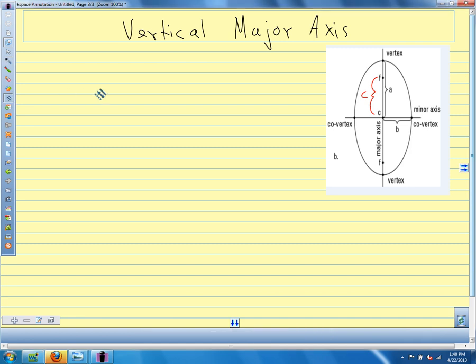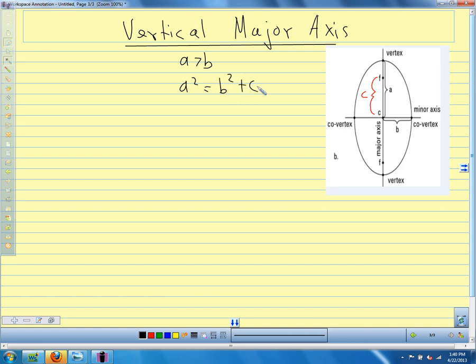We're still saying here that a is our biggest number. So a is greater than b. And a squared equals b squared plus c squared. So this is true for any ellipse. So our equation, y minus k squared over a squared plus x minus h squared over b squared equals 1. The way we tell we have a vertical major axis is our biggest number is under the y part.